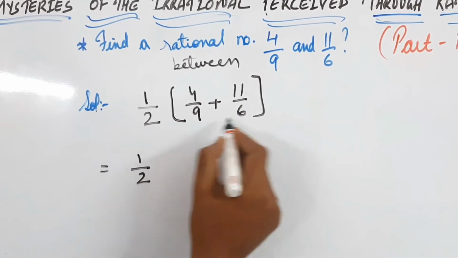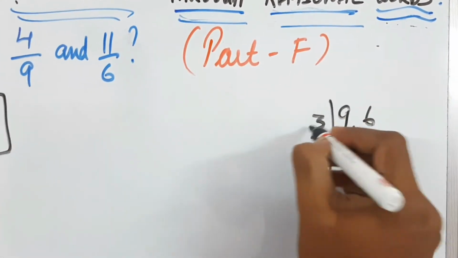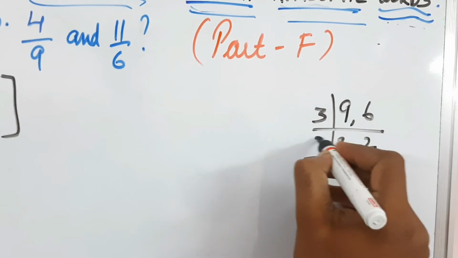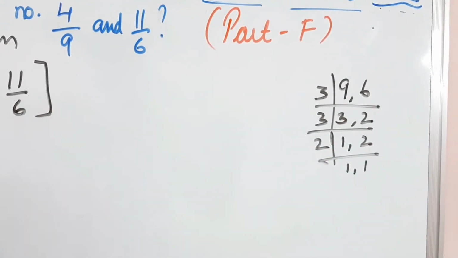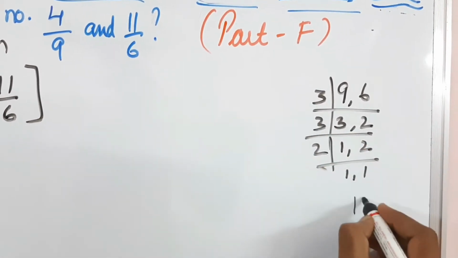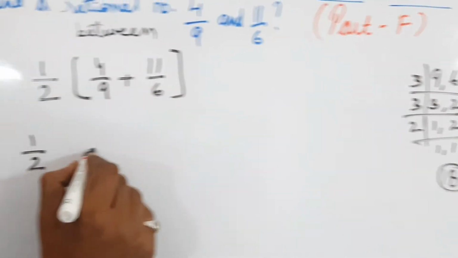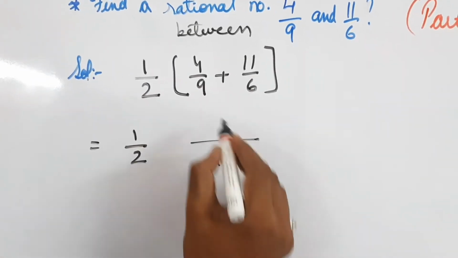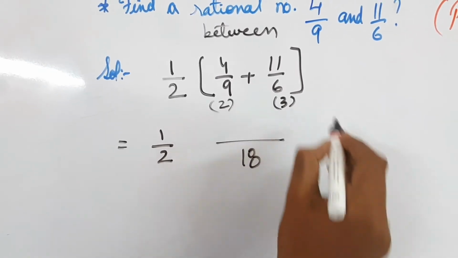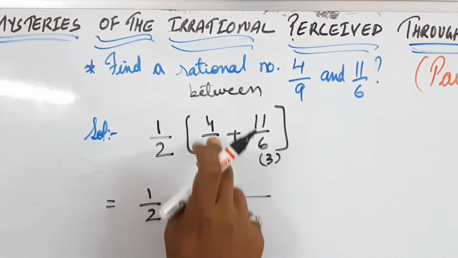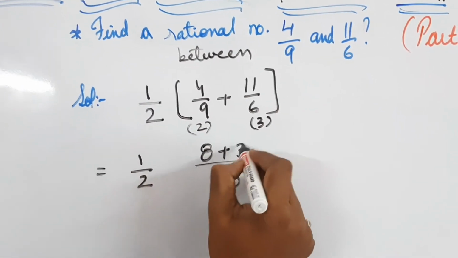Half of 4 by 9 and 11 by 6. In the rough part, find out the LCM. 3 threes are 9, 9 twos are 18. So the LCM is 18 over here. In the table of 9, 18 comes 2 times. In the table of 6, 18 will come 3 times. Multiply with the numerator. 2 fours are 8. 3 elevens are 33.